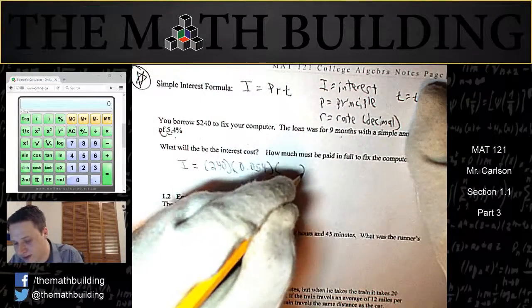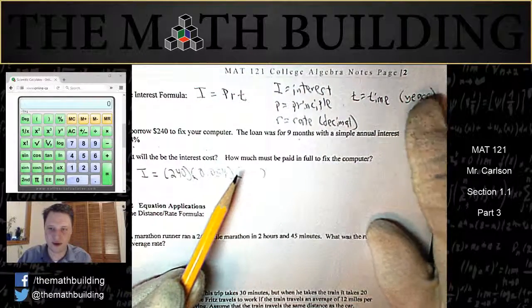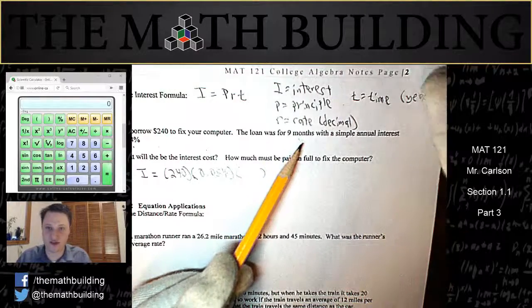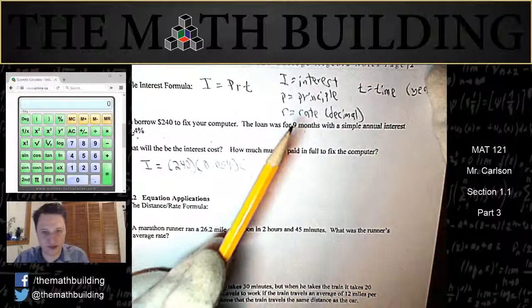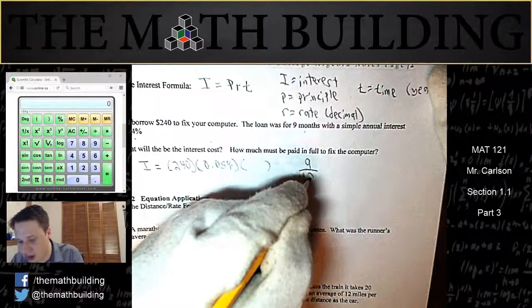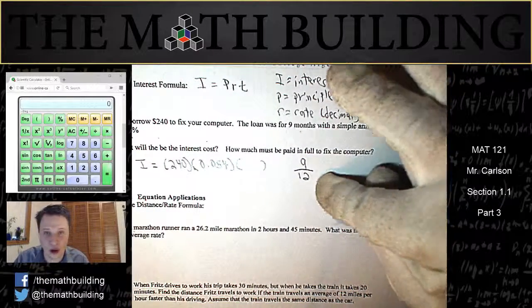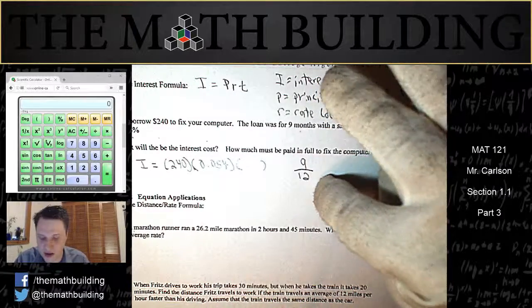Now here's a part that's a little bit tricky. Remember I said that time is in years, and they've given it to us in months. And so what fraction or what decimal of 9 months is a year? Well, there's 2 ways to do it. There's 12 months in a year, so 9 months would be 9/12 of a year. I hope that makes sense. 9 months, if there's 12 in a year, that would be 9/12.